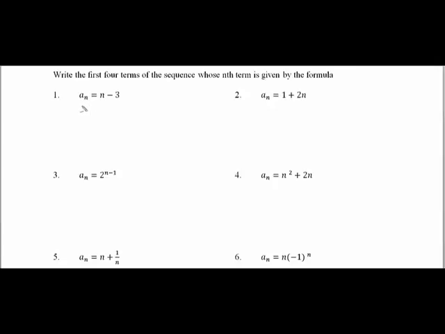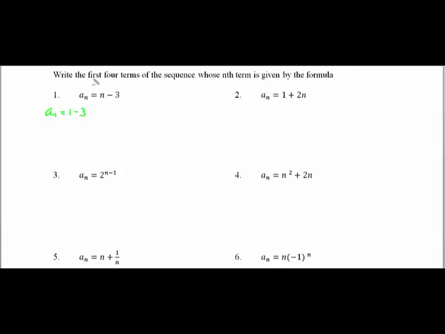A lot of us think when we look at a number line, we count from 0, but typically sequences start with the first term. So we usually start with a sub 1, where we plug 1 into the n value here, so this would be 1 minus 3, so my a sub 1 would be negative 2.